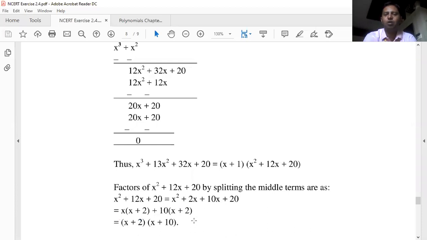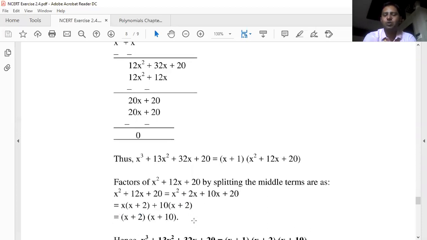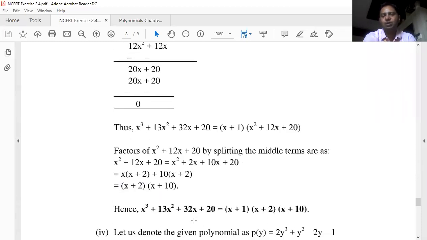One factor we already have, that is x plus 1. So x cube plus 13x square plus 32x plus 20 is x plus 1, x plus 2, and x plus 10. Very good. Tanisha, Prabgun, Geet, Viraj, Priyanshu.